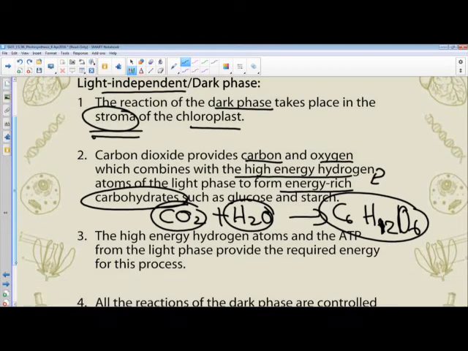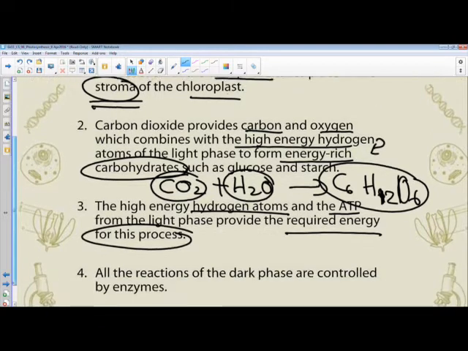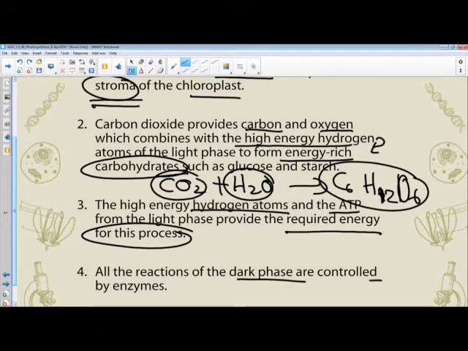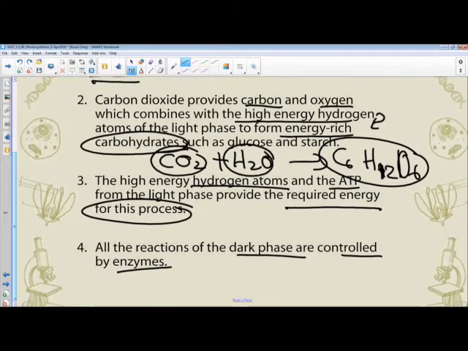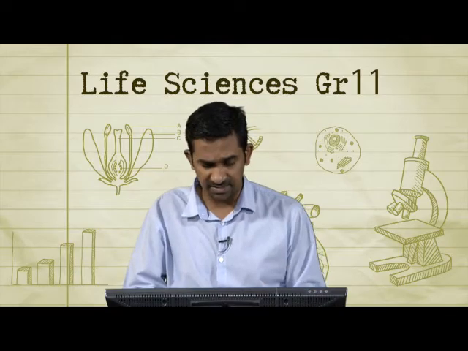The high energy hydrogen atoms and the ATP from the light phase provide the required energy for this process. All the reactions of the dark phase are controlled by enzymes, and hence the process is dependent on temperature and conditions that affect enzyme activity.